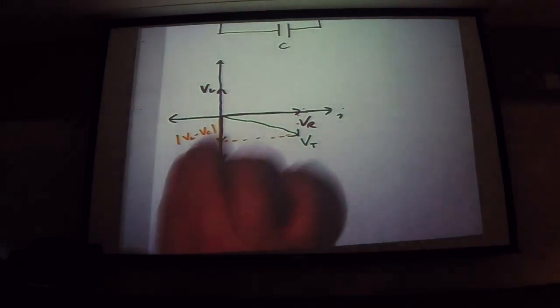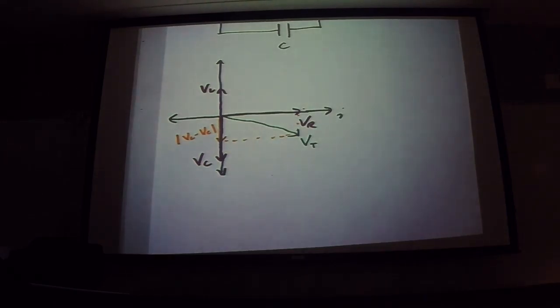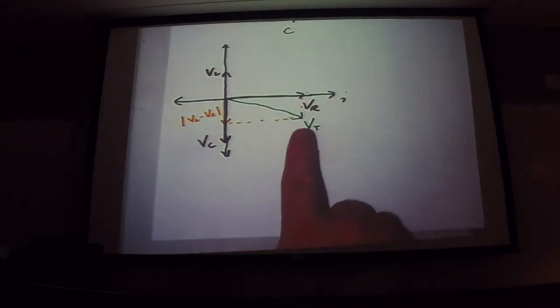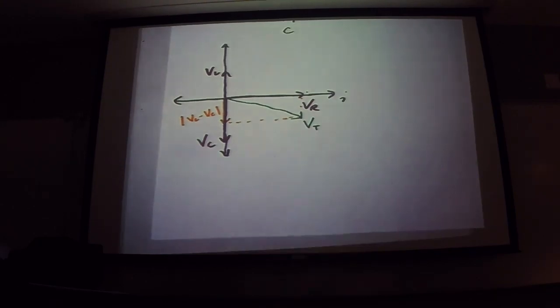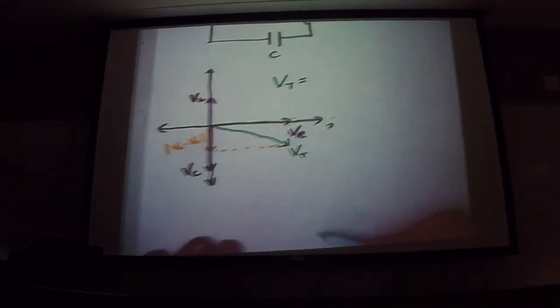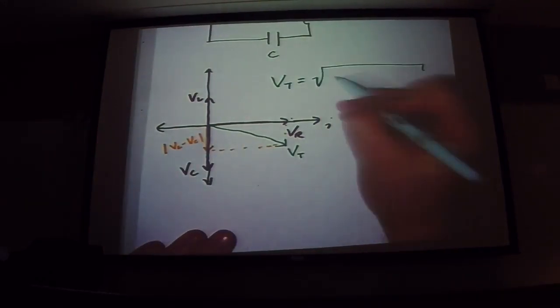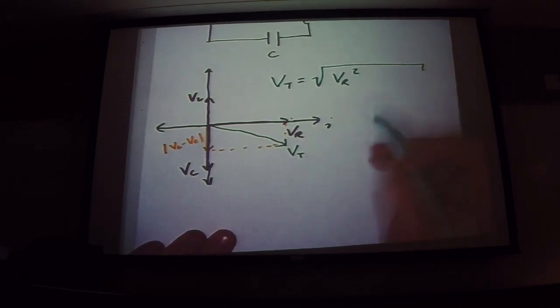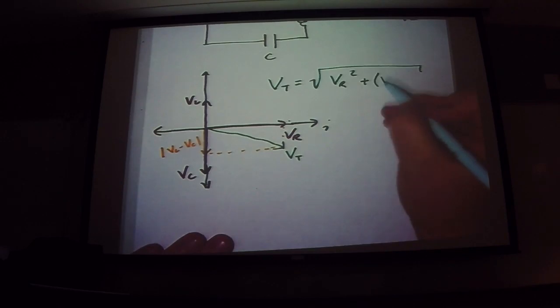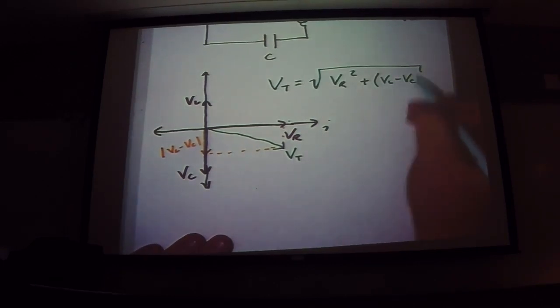In other words, this is going to work no matter whether it's positive or negative. It doesn't matter because when you go to calculate this, you square the thing anyway. So what your V total turns out to be is the square root of VR squared plus, you have to be careful about this, VL minus VC quantity squared.